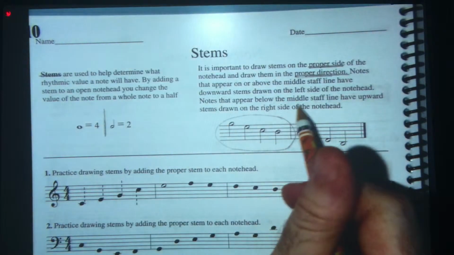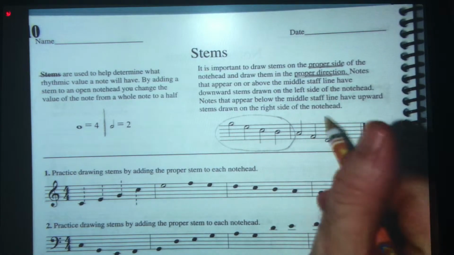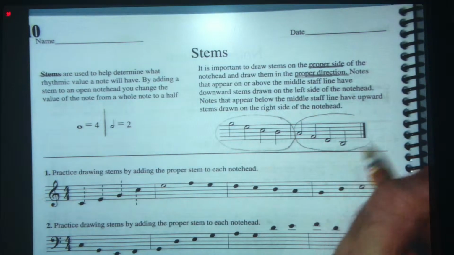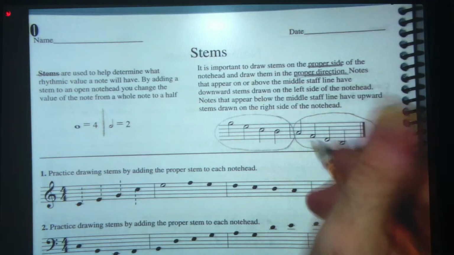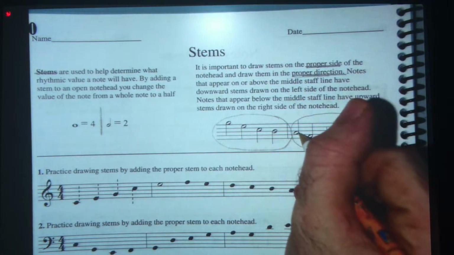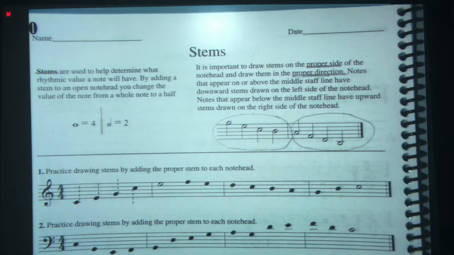Notes that appear below the middle staff line have upward stems drawn on the right side of the note head. There you go. So on this side, from the second space and below, the stem is on the right side, going up on every one of them. So you could use that as your key or your guide to figure these out. If you're in jazz band and you're asked to write solos, you need to know this, because I'm going to bust you if you do not write it the correct way.